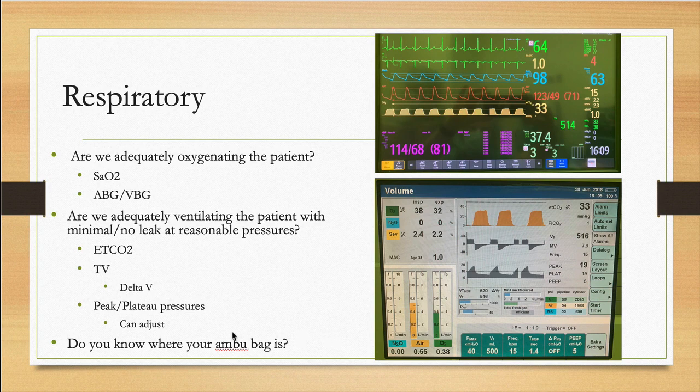And one other thing I want to mention is, do you know where your ambu bag is? I find this to be an overlooked, extremely important aspect of assessing the patient, or at least being mindful of what you're going to do in an emergency. You always need to know where your backup emergency equipment is, as emphasized in the beginning. So when you're thinking about the respiratory system, just always be mindful of where's my ambu bag in the event that this anesthesia machine fails, because it can be life-saving.